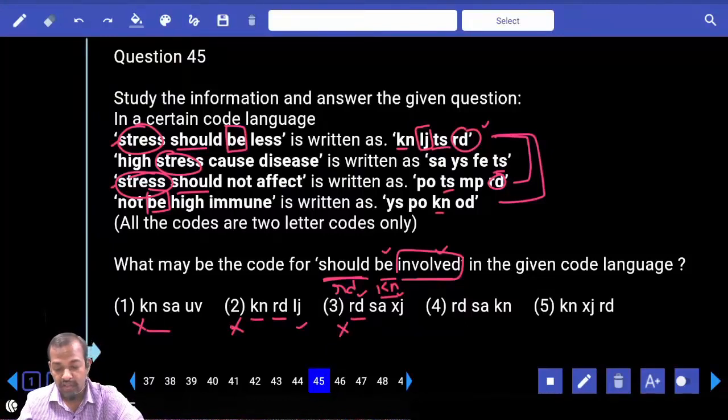Next one, when you go for the fourth one here, RD is there and KN is there. Now tell me, is SA there in the coding decoding? Yes. That means definitely we can eliminate the fourth option or not. So your answer will be the fifth one.